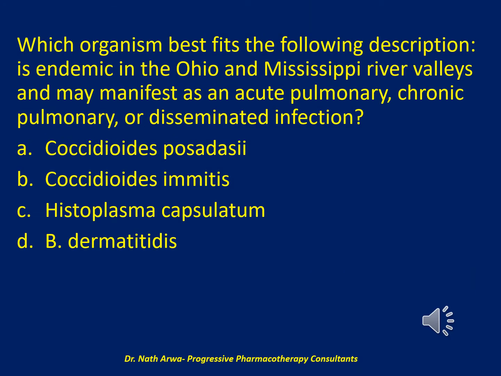And the next question reads, which organism best fits the following description, is endemic in the Ohio and Mississippi River valleys and may manifest as an acute pulmonary, chronic pulmonary, or disseminated infection? Is it A. Coccidioides posadasii, or B. Coccidioides immitis, or C. Histoplasma capsulatum, or is it D. B. dermatitidis? I will give you 10 seconds to choose the correct answer to this question from the listed options.